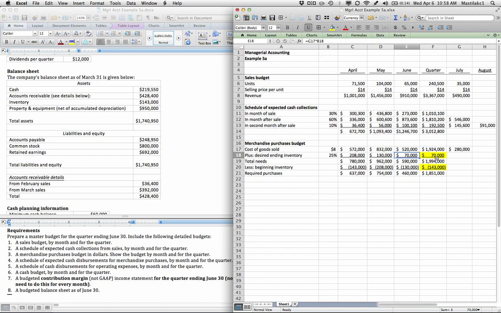But overall, what we're doing is we're taking what we're selling, planning ahead for the next month, and then subtracting what we planned ahead for this month. And what this gives us is required purchases of $1,851,000 for the quarter.